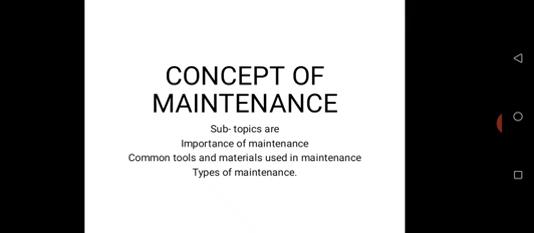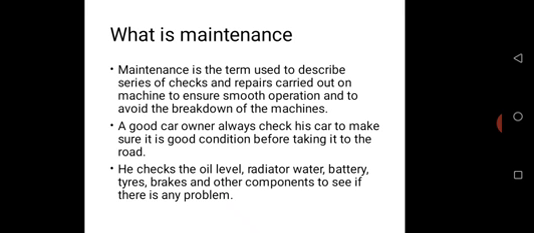And what we are going to be discussing on this topic are the importance of maintenance, the common tools and materials used in maintenance, and the different types of maintenance we have. What is maintenance? Maintenance is a term used to describe the series of checks and repairs carried out on a machine to ensure smooth operation and to avoid breakdown of the machine.